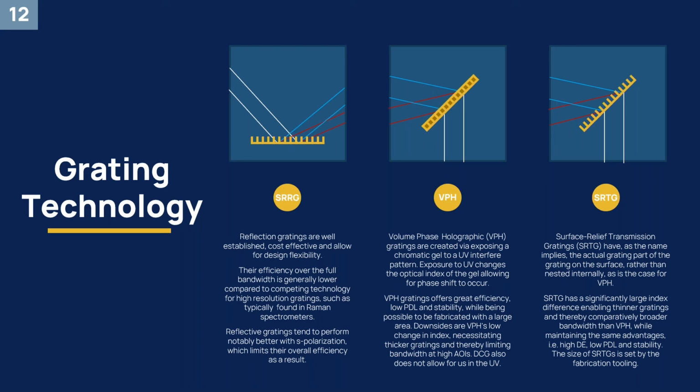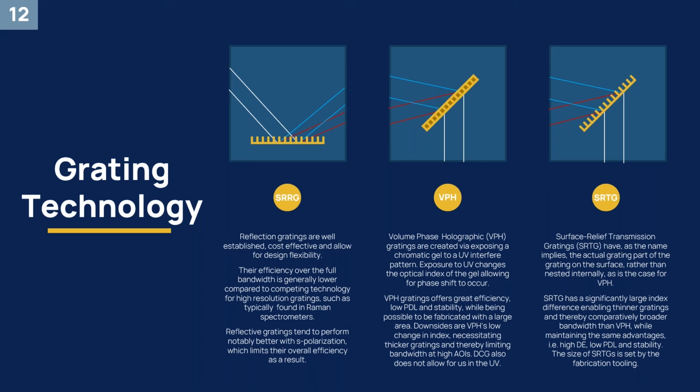Next to that, in the middle, we have volume phase gratings, which solve the problem of polarization dependence, as do transmissive gratings in general. So that's also why they are very popular for Raman applications, as you can make them high resolution, and you don't need to deal with the fact that one polarization is preferred over the other.